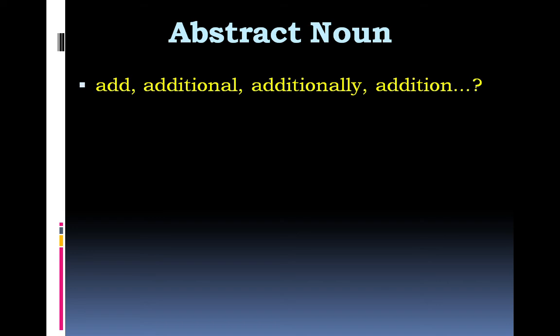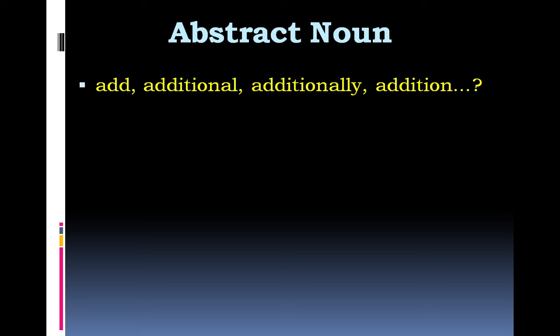Many students mix them up with other parts of speech. For a word to be an abstract noun, it has to be a noun first. Let's see how. Now, here we've got 4 words. Add, additional, additionally, addition. One of them is a verb, one is an adjective, one an adverb, and only one of these 4 words is a noun. It's an abstract noun, of course.